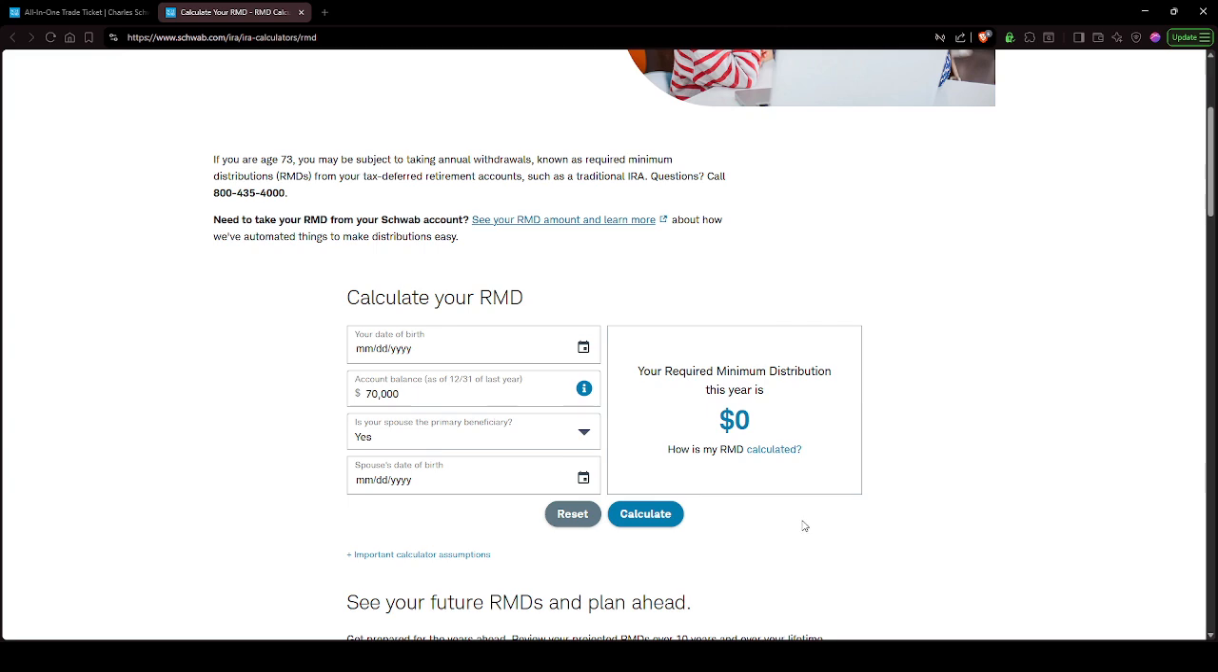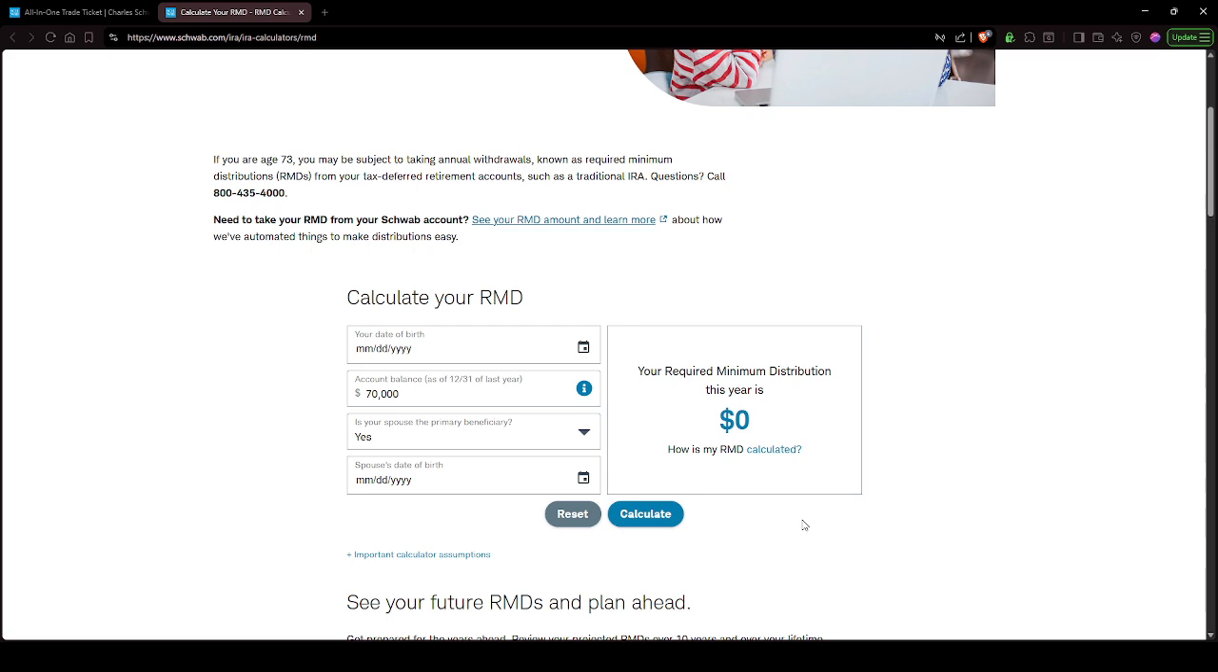Once you have the total balance and your life expectancy factor, you can calculate your RMD by dividing your total balance by the life expectancy factor. This will give you the amount you are required to withdraw for the year. It is important to ensure that you have calculated your RMD accurately to avoid any penalties from the IRS.